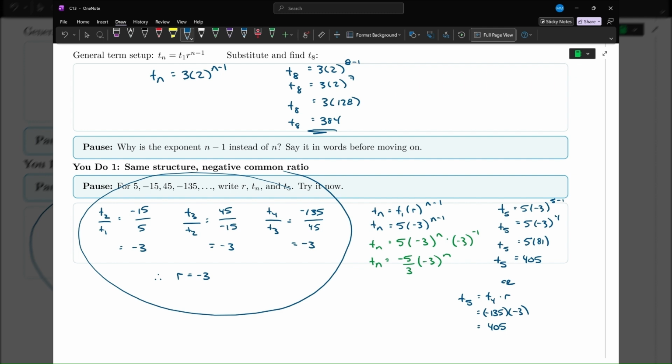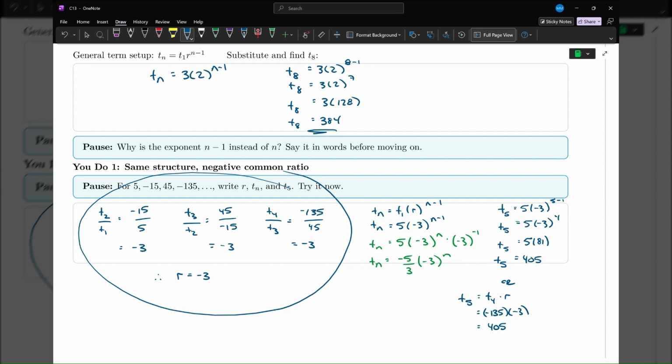And then for T5, I do have two options. First option is use my general term. So if I plug in 5 for n, I'm going to get T5 equals 405. Or I already have T4 and I have r. So why not just multiply my fourth term by r to get my fifth term? So negative 135 times negative 3 is 405. And that's it. So yeah, that's I do 1.